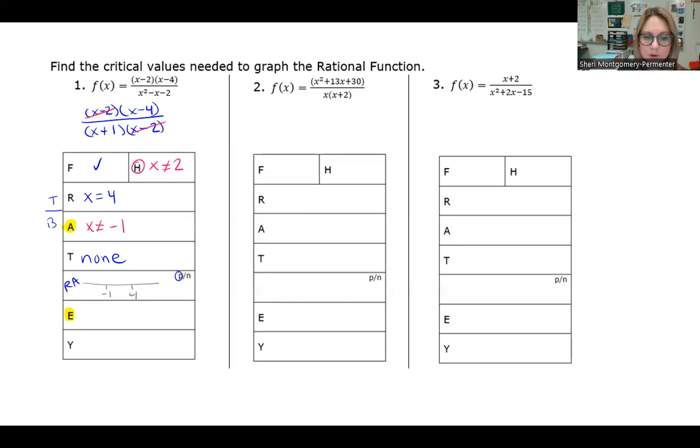This is positive, so I will start on top. I'm always starting on top. And then I just weave through because there's no togetherness. It doesn't really make a whole lot of sense until we actually start graphing, but that's a very useful piece of information.